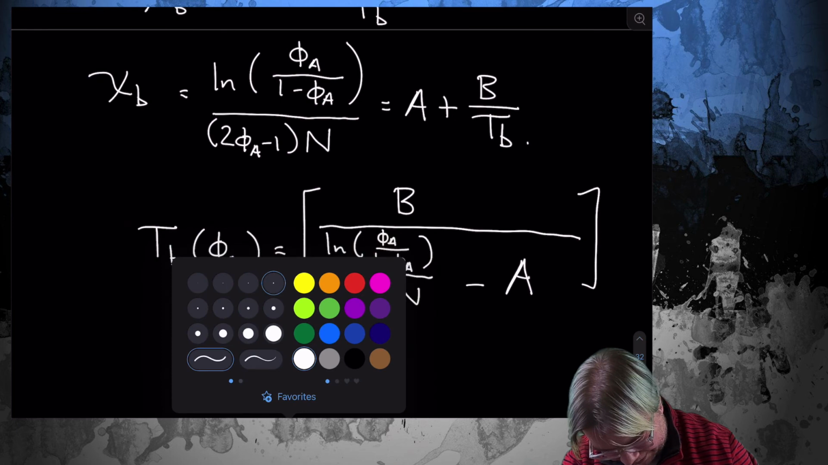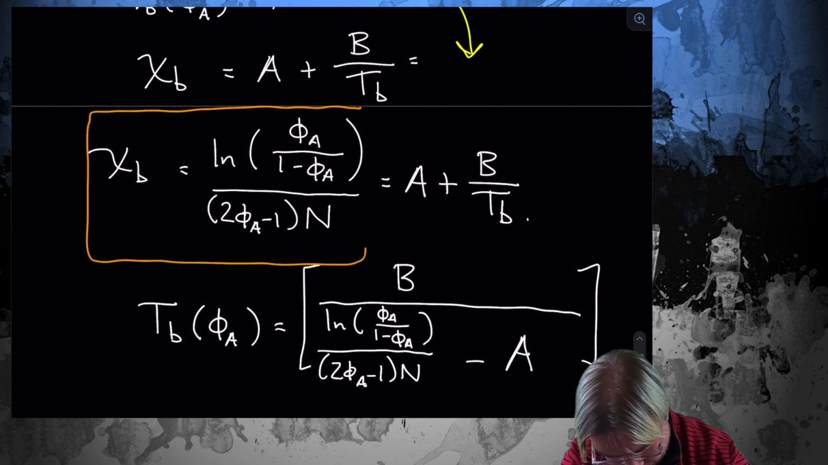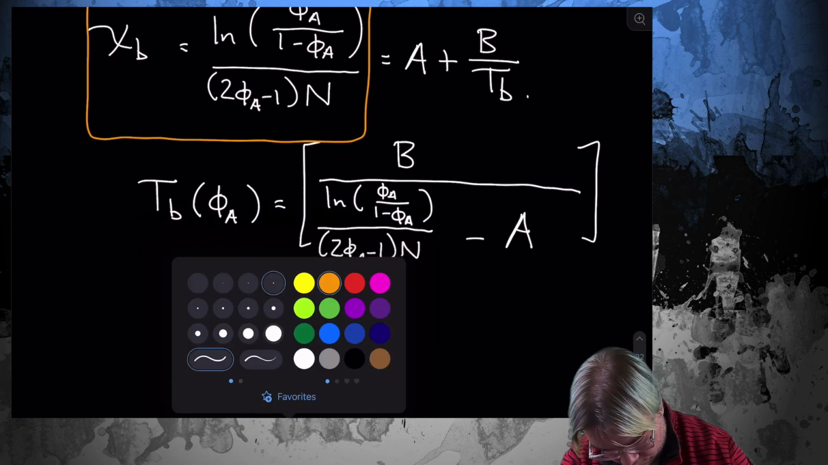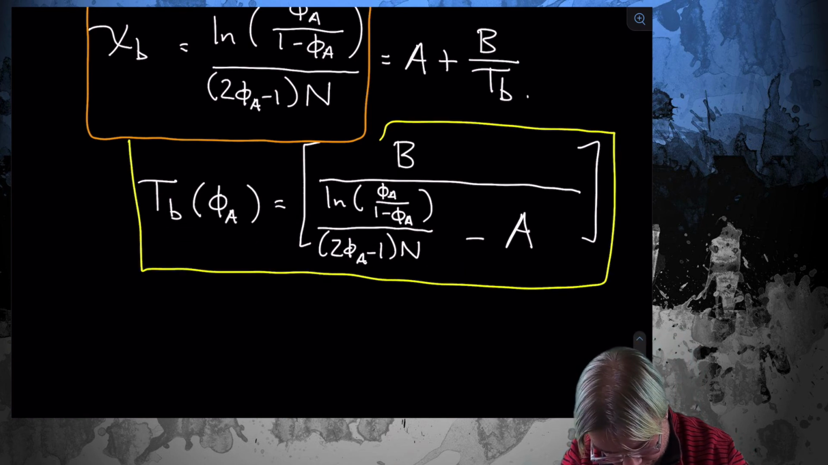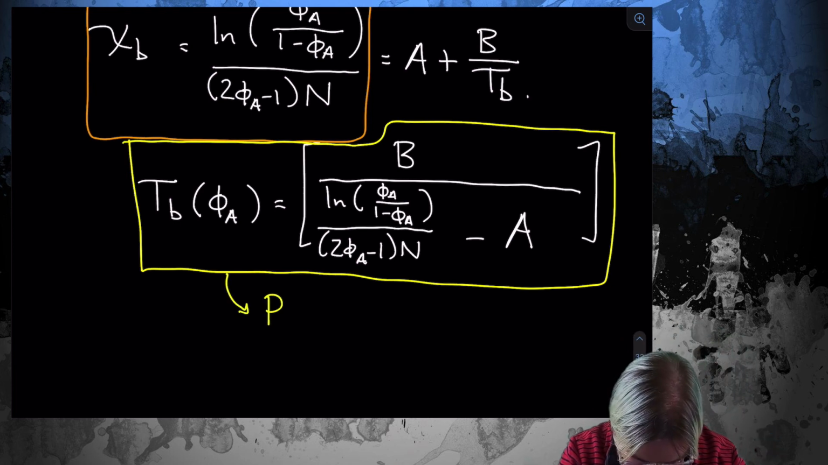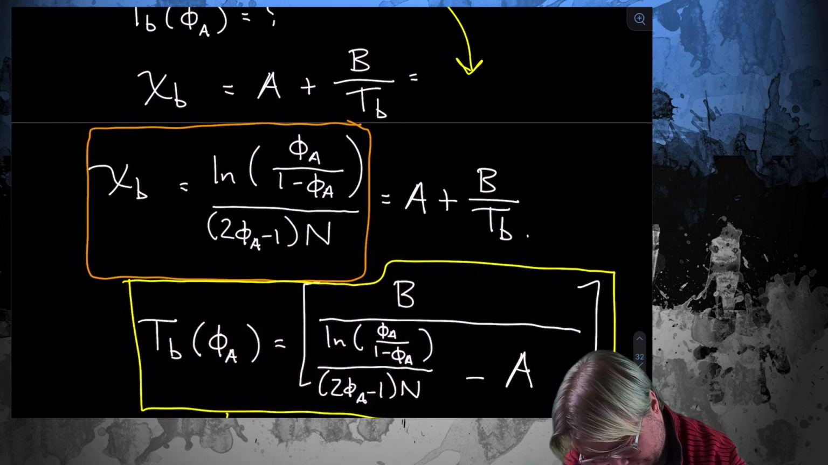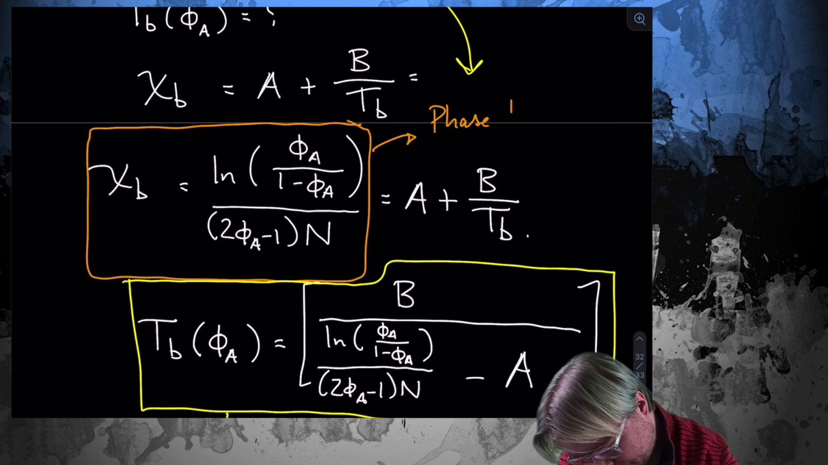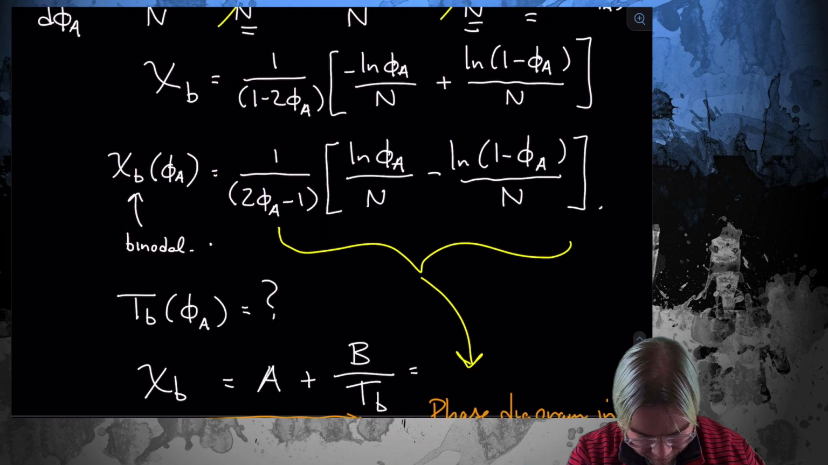All right, so I can either figure out my phase diagram based on the chi parameter, or I can figure out my phase diagram based on solving that chi parameter for our temperature. So this gives me a phase diagram in temperature. And this will give me a phase diagram in chi. Okay, so I've got those.